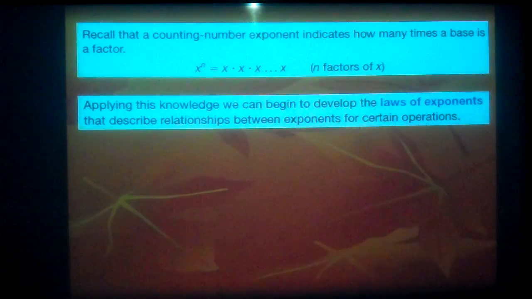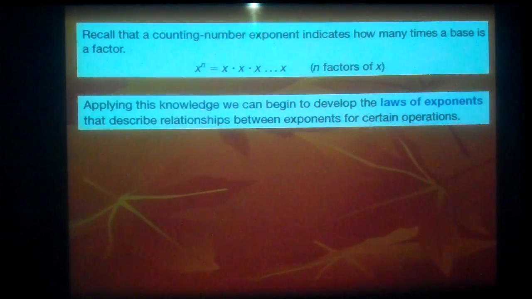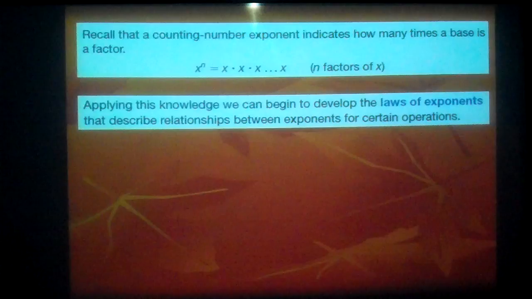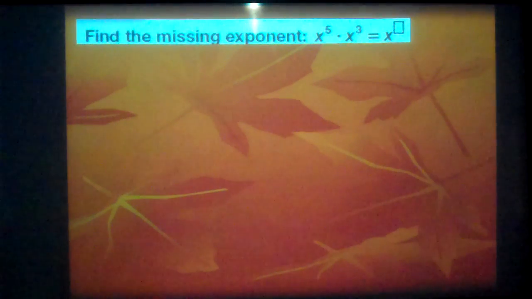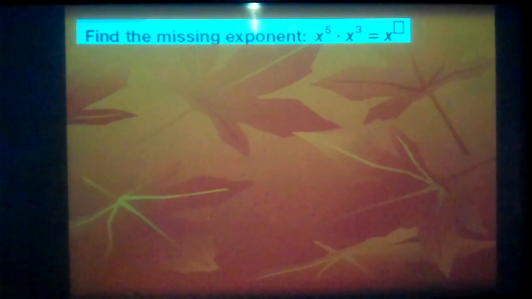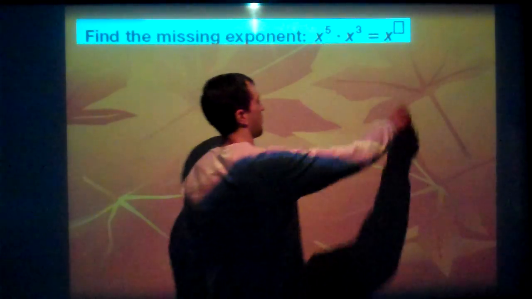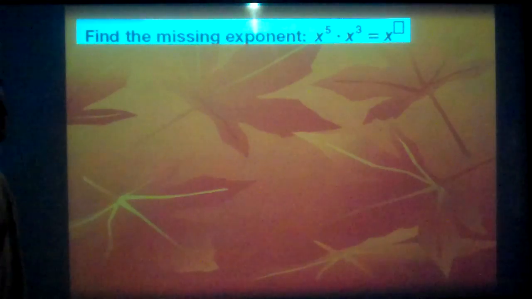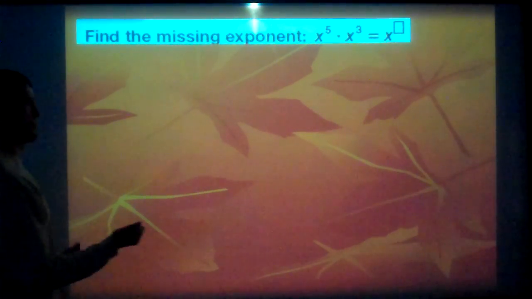By applying this knowledge, we can begin to develop the laws of exponents that describe relationships between exponents for certain operations. We're going to take a look at 3 different operations today, and this would be our first one here. It says we want to find the missing exponent, and we're going to write the number of it in this box here. So it says x to the 5th power times x to the 3rd power.